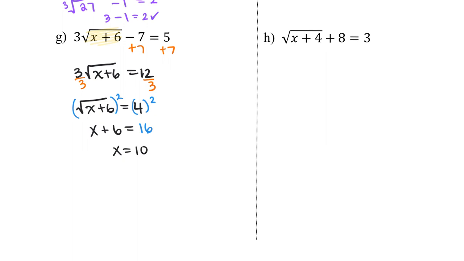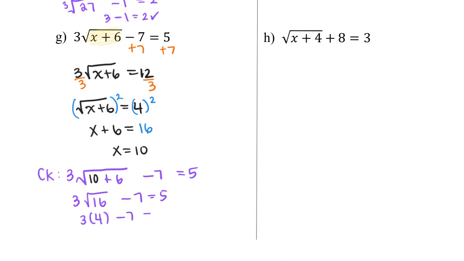Let's check it. Okay, 3 times the square root of x plus 6, and then there's a -7, and this should equal 5. 10 plus 6 is 16. 3 times the square root of 16, which is 4, so 3 times 4 minus 7. 3 times 4, 12, minus 7 equals 5. 12 minus 7 does equal 5. Amazing. Okay, one more.